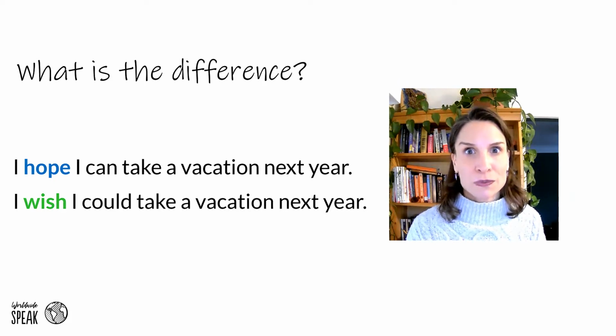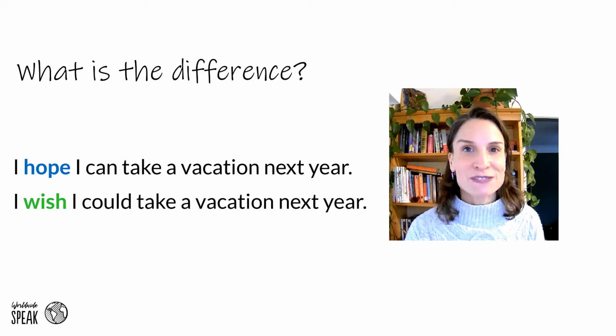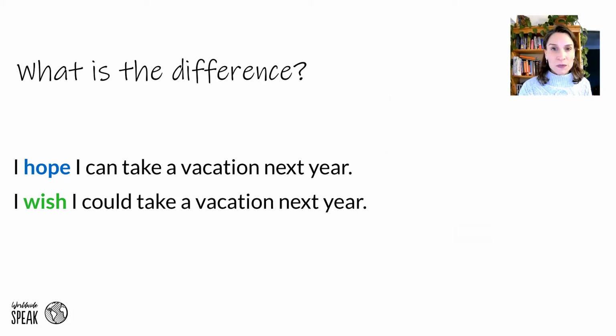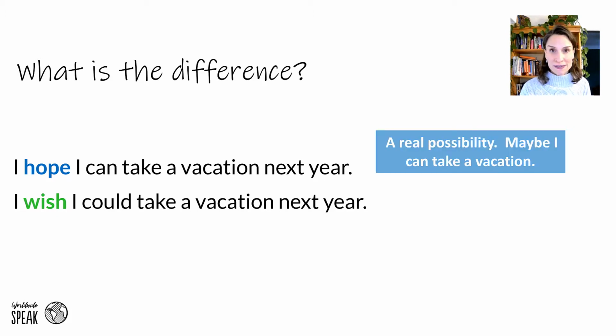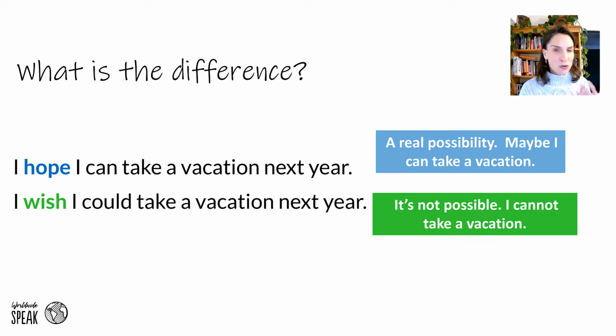Well, of course, we have two different words, hope and wish, but what's the difference in meaning? There is actually a difference in meaning between these two sentences, and this is really important. The first one, when I say, I hope I can take a vacation, this means I believe that this is actually possible. I might take a vacation. The next one, when I say, I wish I could, this indicates I don't believe it's possible. It's impossible for me to take a vacation next year. So that's the important difference between hope and wish. With hope, I think something's possible. With a wish, I know it's not possible.